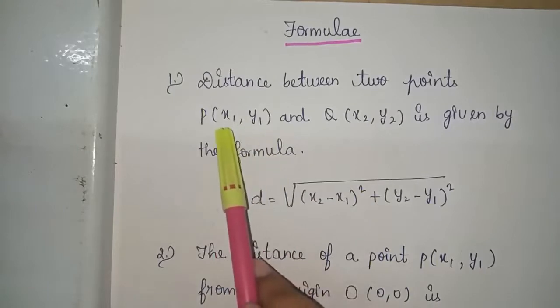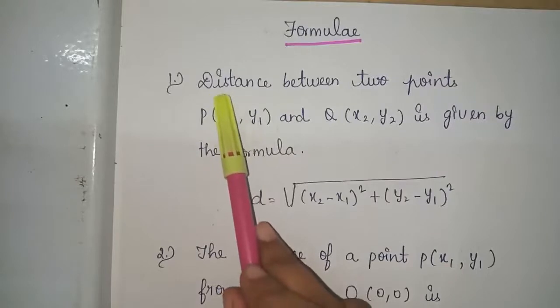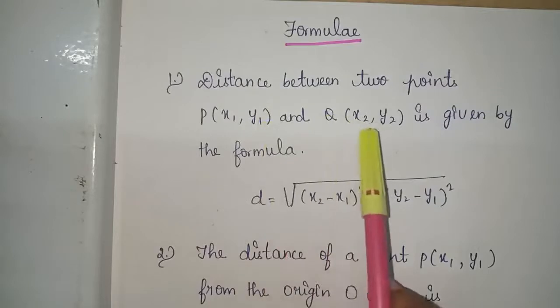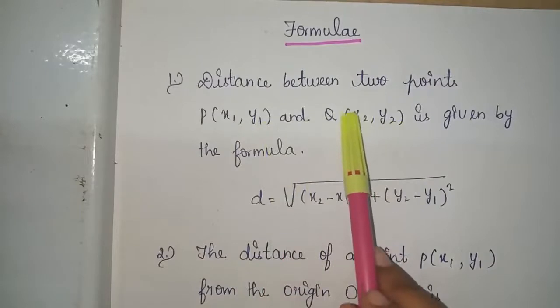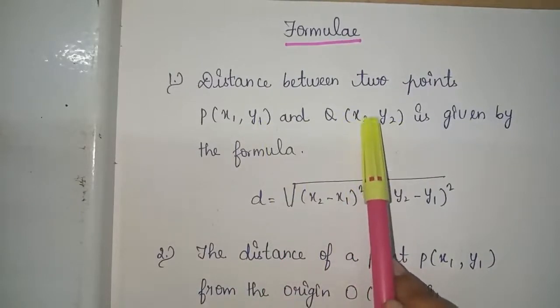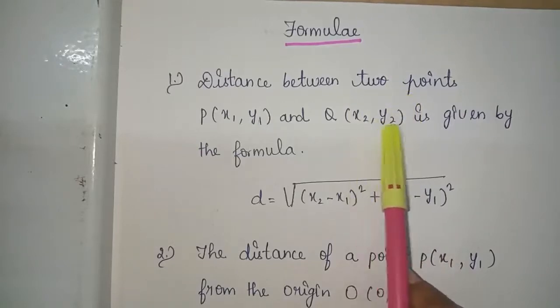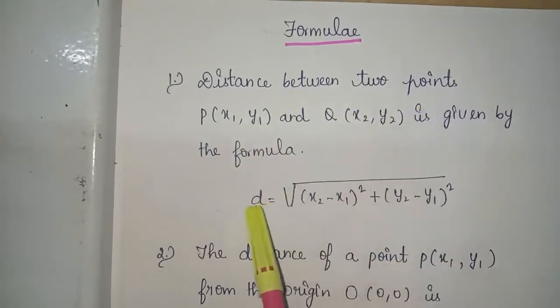We just named it x1, y1 because the first term in the ordered pair represents the x coordinate and the second term represents the y coordinate. Similarly, you have one more point, that is Q of x2, y2, because this is the second number in the x coordinate and this is the second number in the y coordinate. So we named it x2, y2. We have to find the distance between the two points using this formula. Distance is equal to root of x2 minus x1 the whole square plus y2 minus y1 the whole square.